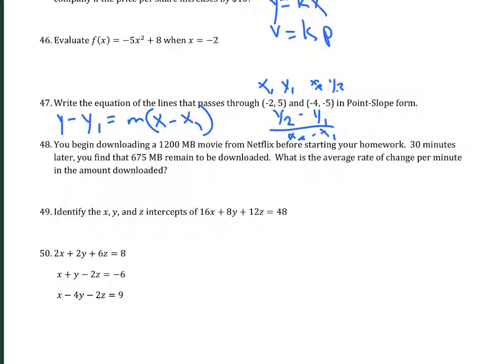Number 48. You've been downloading a 1200 megabyte movie from Netflix before starting your homework. 30 minutes later, you find that 675 megabytes remain to be downloaded. What's the average rate per minute? Okay, so do a little dividing. 30 minutes has passed. You've got this much remaining, so you need to figure out how much you have actually downloaded in that 30 minutes and figure out the megabytes per minute. That's how you want to set it up to divide it out.